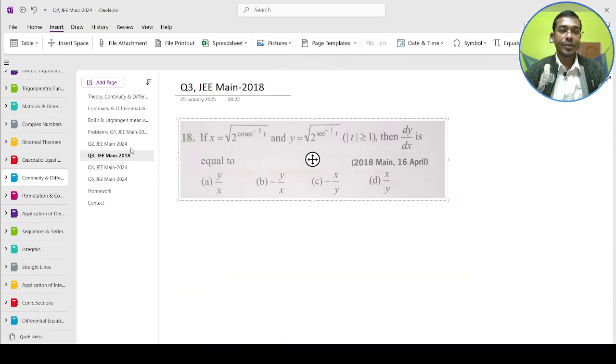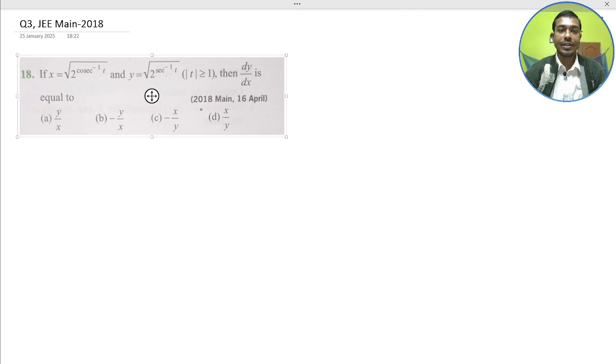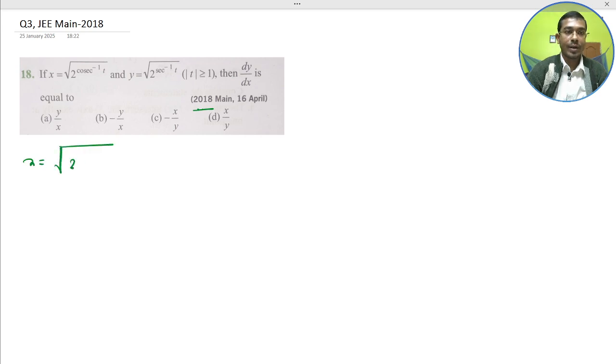Next, question number 3 is also a previous year question of 2018. It says that if x equals root over 2 to the power cosec inverse t and y equals root over 2 to the power sec inverse t, mod t greater than or equal to 1, you have to find dy by dx of this function. Given x equal to root over 2 to the power cosec inverse t and y equal to root over 2 to the power sec inverse t.